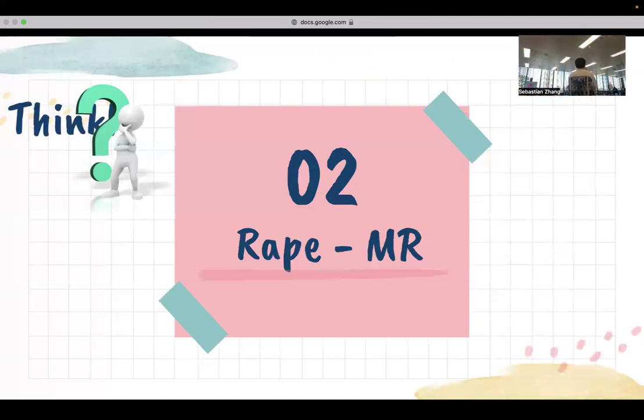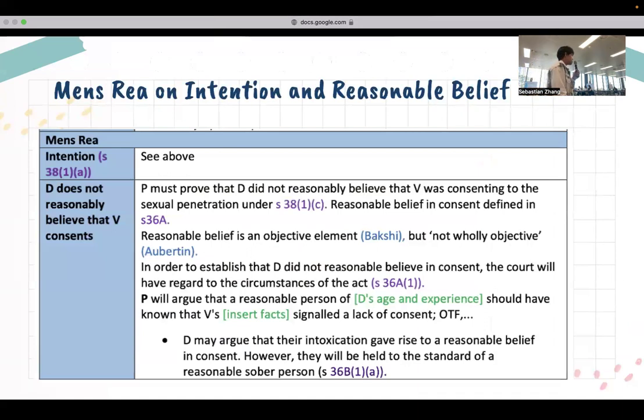No questions. Okay. Now we're going to look at the mens rea of rape. So intention. Intention is pretty trivial. It's not contentious at all. You still discuss that, but you just say, oh, it's made out, one sentence. Okay. Now, what's contentious is the reasonable belief that V consents. Okay, so under the circumstances that D faced, would D reasonably have believed that V consented? Okay, so what the prosecution needs to prove is the lack of reasonable belief.